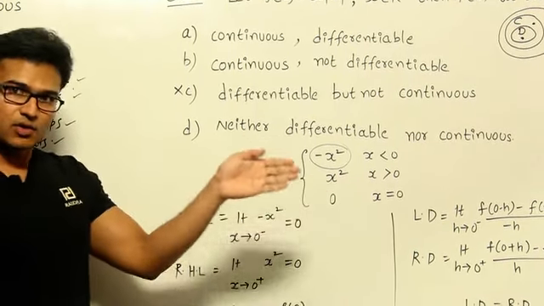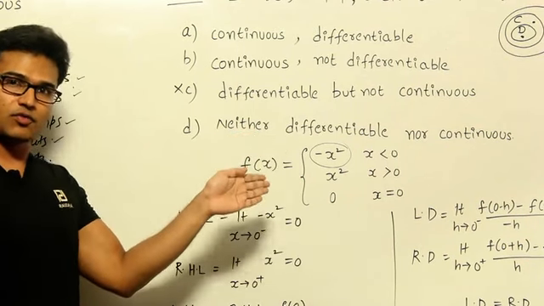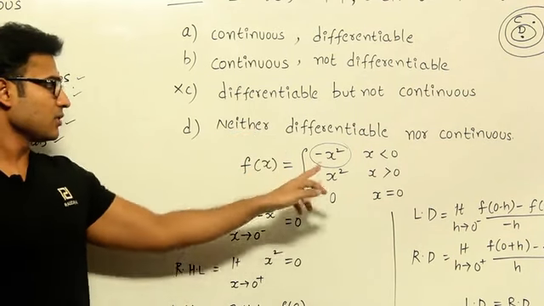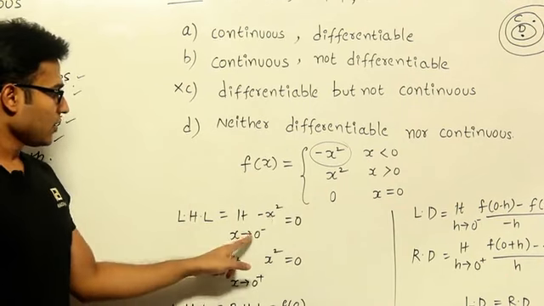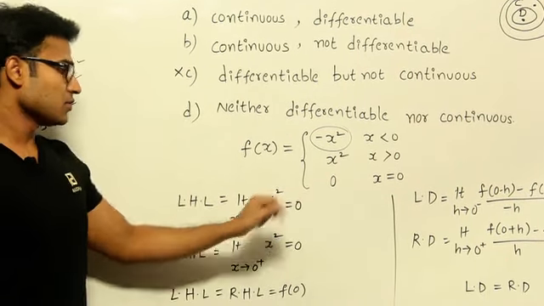Why minus x square? Because we are talking about a point which is just to the left of 0, which means a negative number. So I am using this one. Now you are going to substitute 0 in place of x. So it is going to be 0.